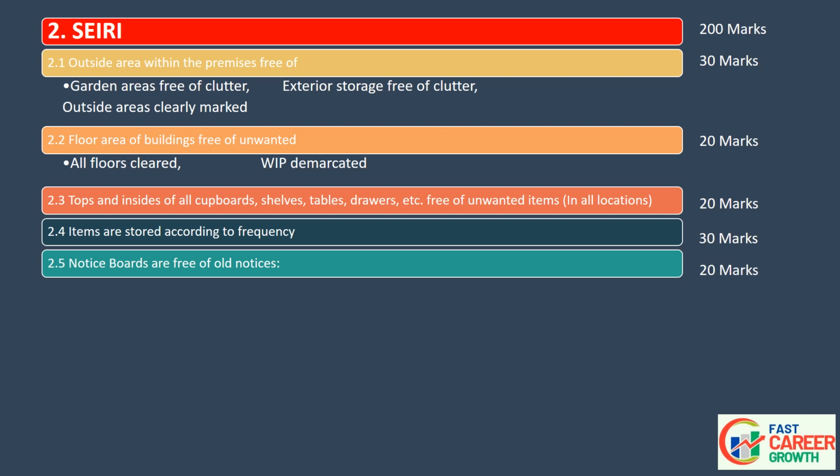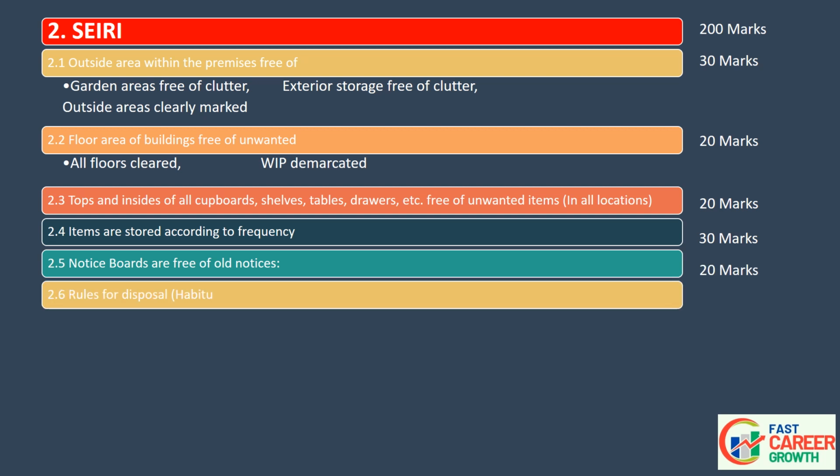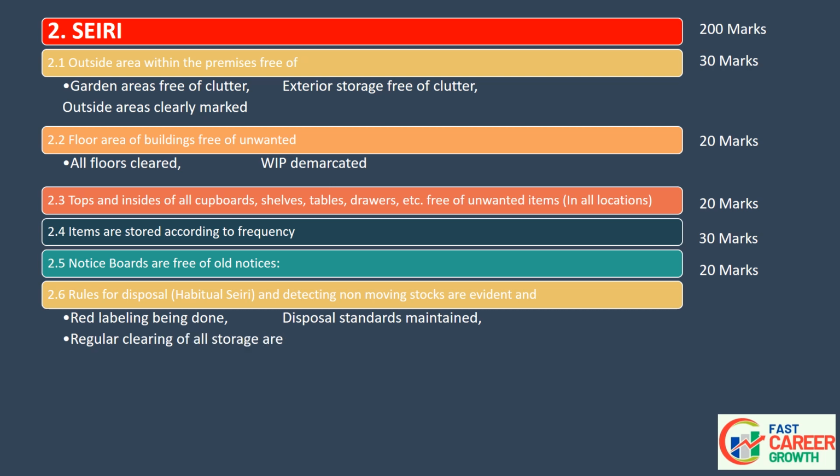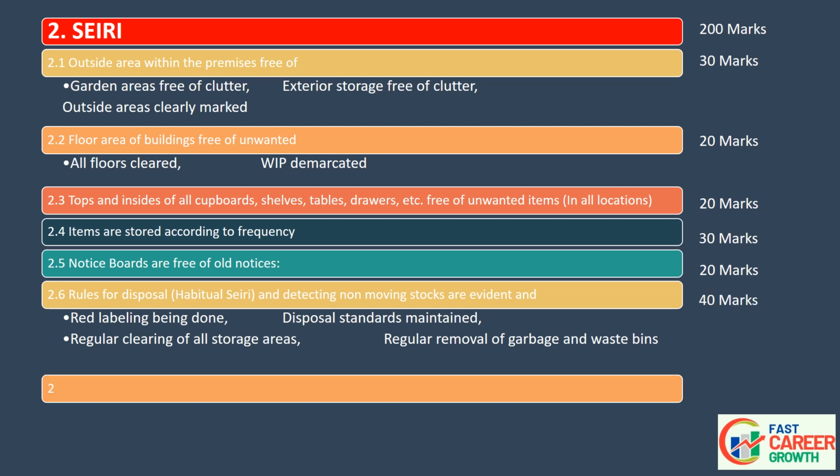Then check rules for disposal, habitual Seiri, and detecting non-moving stocks are evident and red labeling being done or not. Disposal standards maintained or not. Regular clearing of all storage areas are there or not. Regular removal of garbage and waste bins are there or not. Here total points are 40. Then check clutter-free appearance in outside area, office areas.